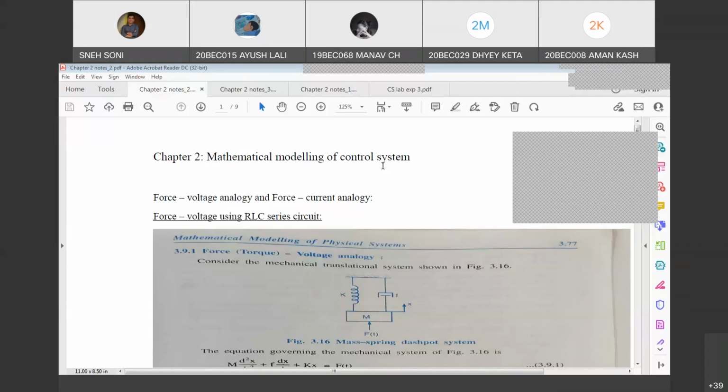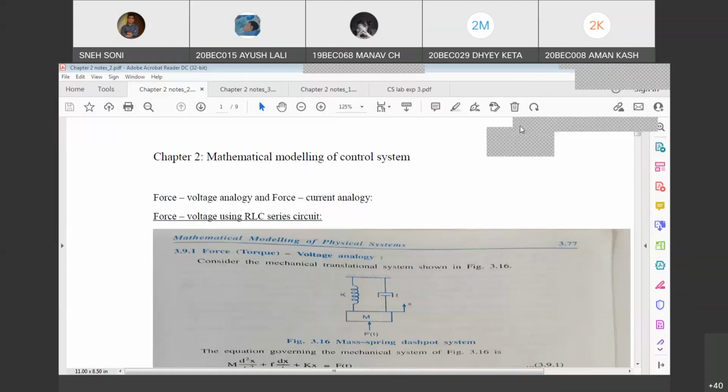Mathematical modeling topic. Okay, so first of all, let's revise the concepts we discussed in previous sessions. We started with the basics of mathematical modeling. We understood why we do mathematical modeling. We have also discussed the transfer function method, the limitation of transfer function, and what a transfer function is.